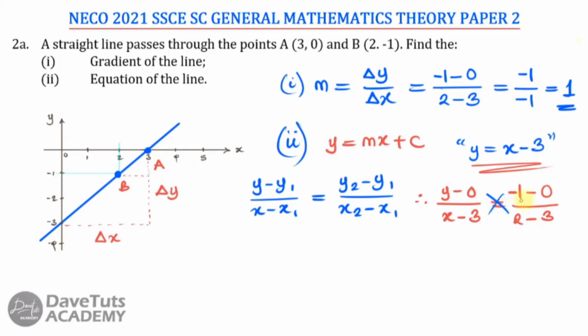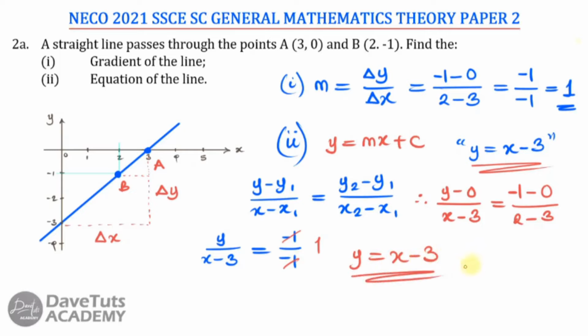I can also cross multiply. Okay, let me just express it out first. y minus 0 is y over x minus 3 is equal to minus 1 minus 0 is minus 1, 2 minus 3 is minus 1. And again, I can see that minus 1 will cancel minus 1, and that will be 1. So if I cross multiply, I'm going to have y is equal to x minus 3. And if you're observant, can you see that that's exactly what I extrapolated from the graph initially?